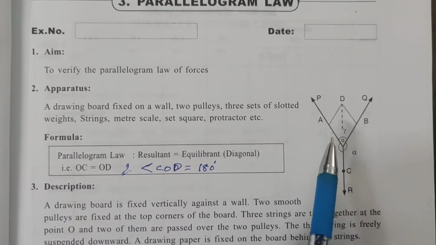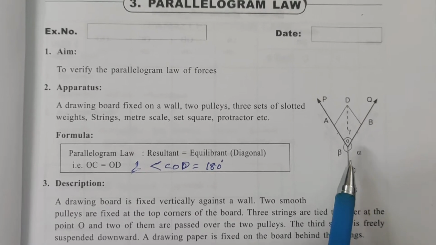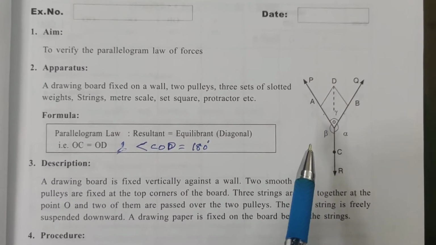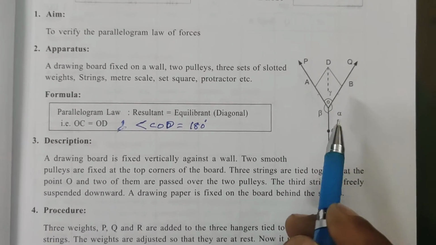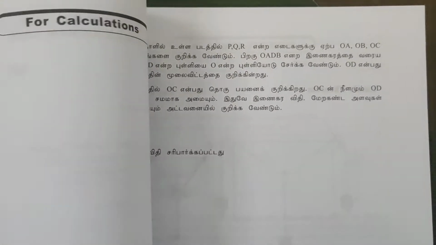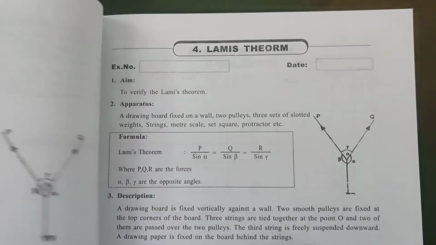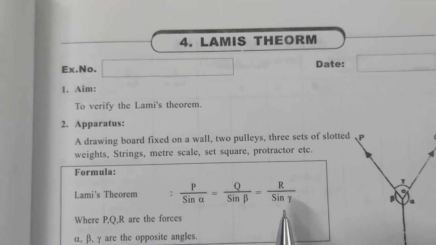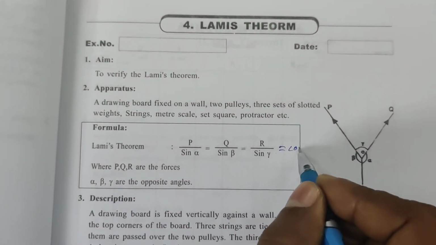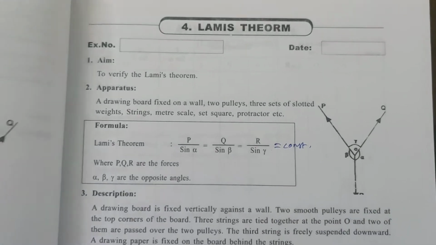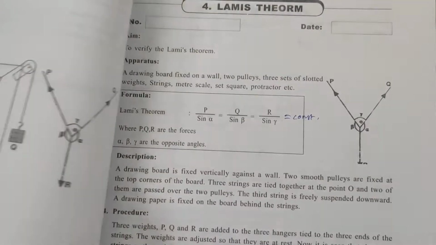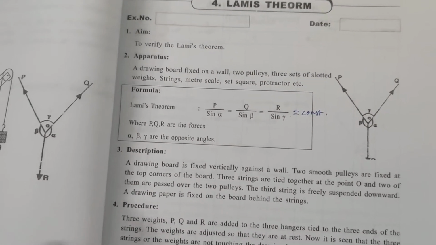Three forces acting at a point keep it in the state of equilibrium. Then each force is directly proportional to the sine of the angle between the other two forces. We can state this when we go to the next part, for Lame's theorem. P by sin alpha is equal to Q by sin beta equal to R by sin gamma equal to a constant, and we are going to prove it. So in the single experiment we are going to prove the parallelogram law of forces as well as Lame's theorem.